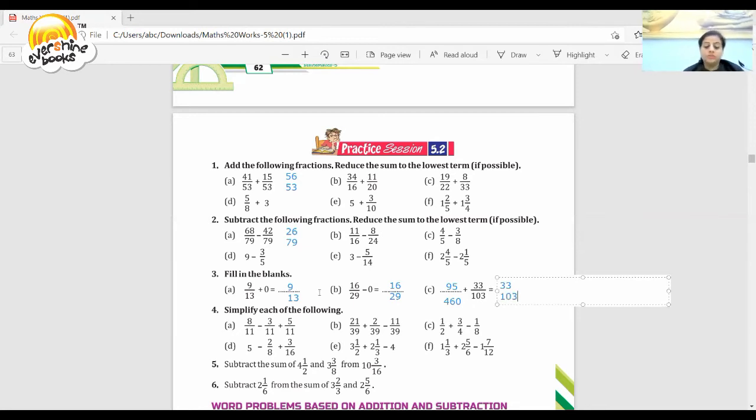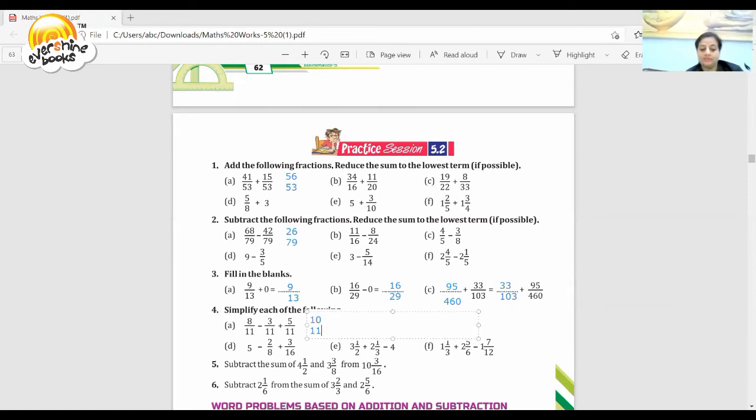Likewise. Now simplify. If we want to simplify, we have to use the BODMAS method. In that, addition comes first and subtraction comes after addition. So simplify each of the following. You will do 11 and 11. Every denominator is 11. So what you are going to do is 8 minus 3 is 5. 5 plus 5 is 10. So it is 10 upon 11. Okay.